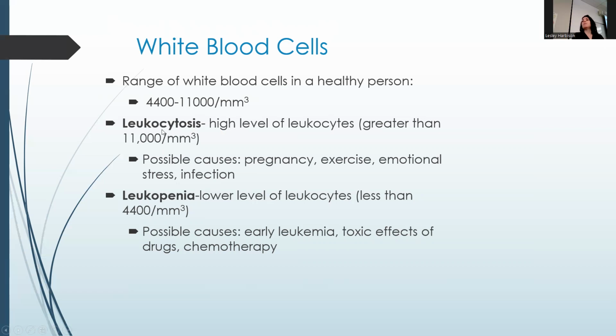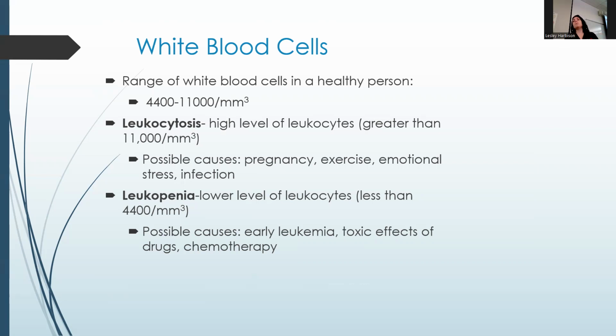And then leukocytosis is high levels of white blood cells, greater than 11,000. Possible causes of that can occur during pregnancy, maybe intense exercising, emotional stress, infection in the body. So there's things that could make you bump up above normal, and then perhaps it would just be temporary.